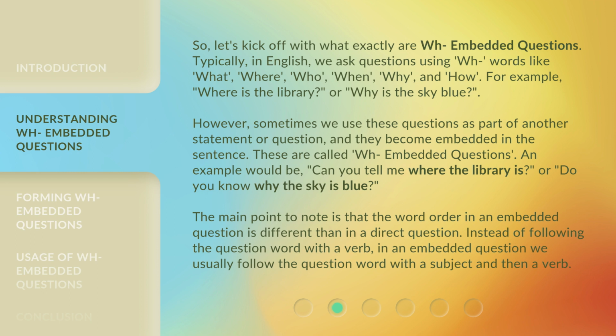However, sometimes we use these questions as part of another statement or question, and they become embedded in the sentence. These are called WH embedded questions. An example would be, can you tell me where the library is? Or, do you know why the sky is blue?